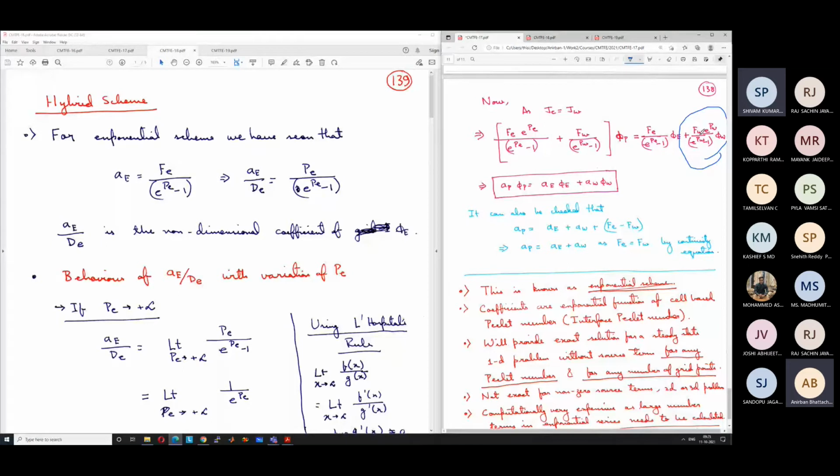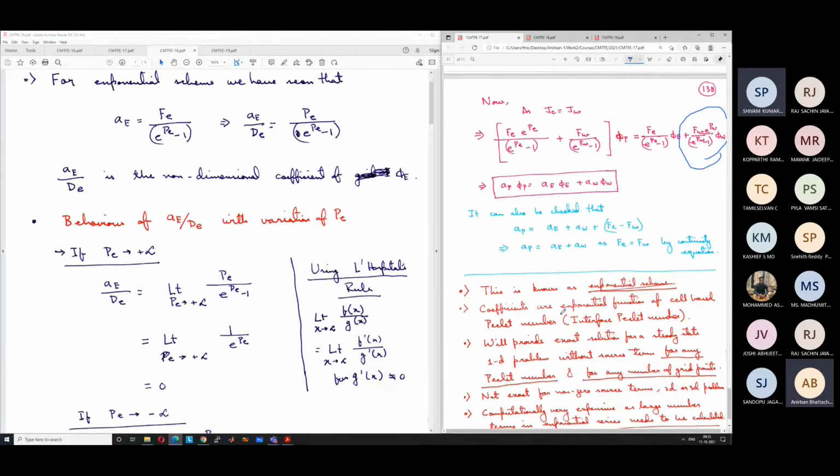Let us try to understand the behavior of AE by DE with the variation of Peclet number. Why with the variation of Peclet number? Because we see that A by D is a function of Peclet number. So it means that the coefficient of phi, obviously it is understood also, I will describe also in detail later, should vary with Peclet number. Why should it vary with Peclet number physically?